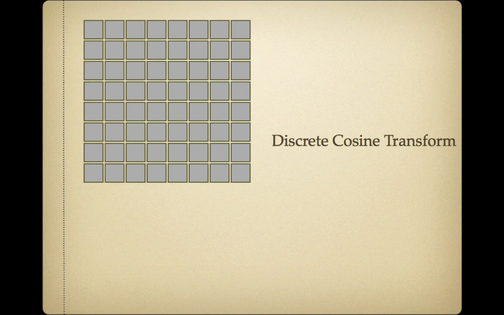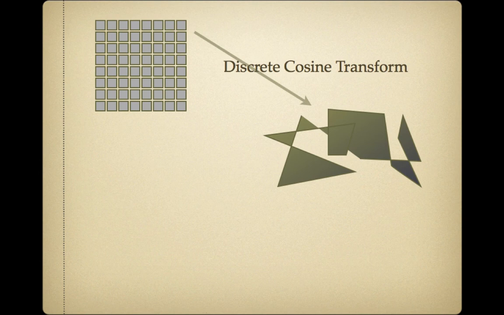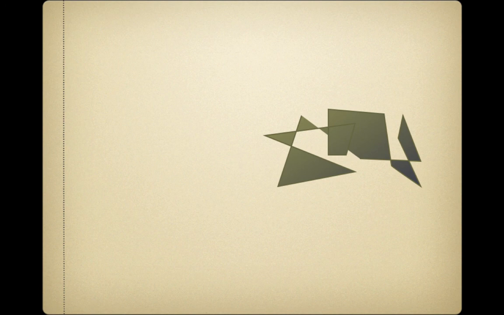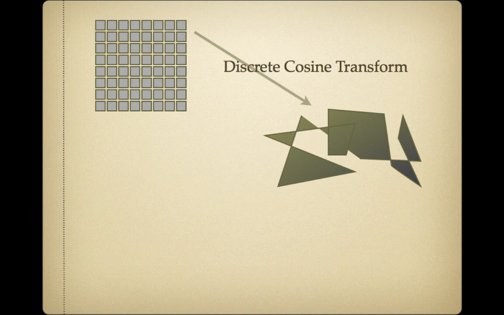Now, JPEG uses some mathematical voodoo called the discrete cosine transform. And we don't need to know what that is. It's a whole bunch of maths. But what the discrete cosine transform does is it transforms information from the spatial domain to the frequency domain. And then it can transform it back down again with the inverse discrete cosine transform, back from the frequency domain to the spatial domain. I just like to think of it as Star Trek, really.